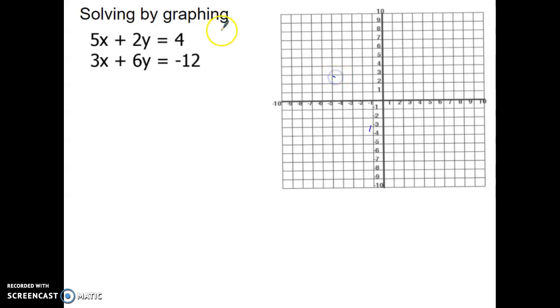And what we learned last week was slope-intercept form looks like this, y equals mx plus b, where we have solved for y. So what I've got to do is in both of these equations, I've got to get y all by itself, move everything else away. So we'll start with this first equation here. 5x plus 2y equals 4.